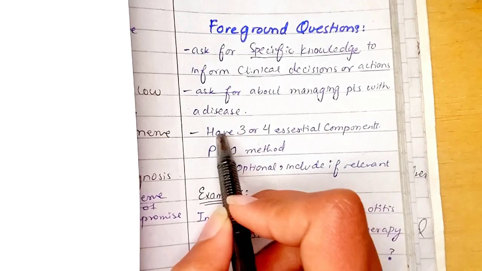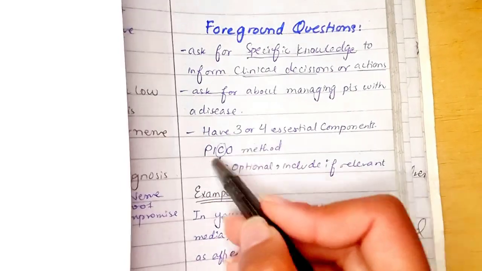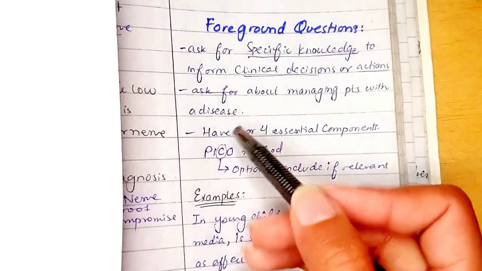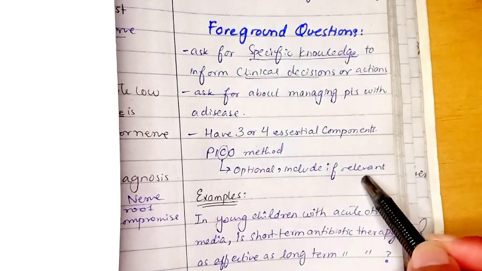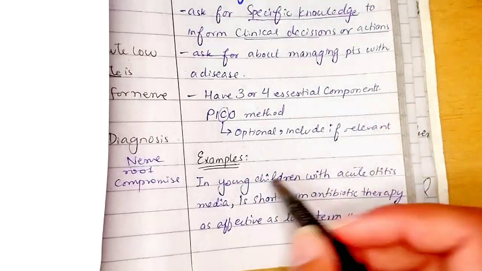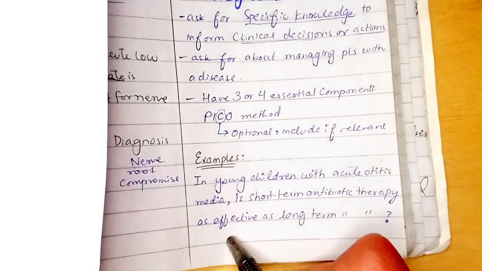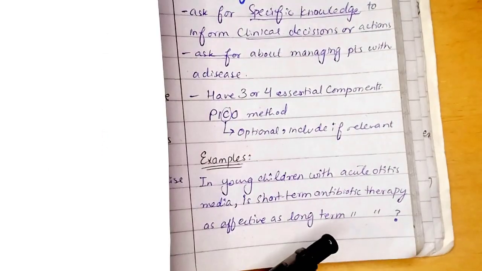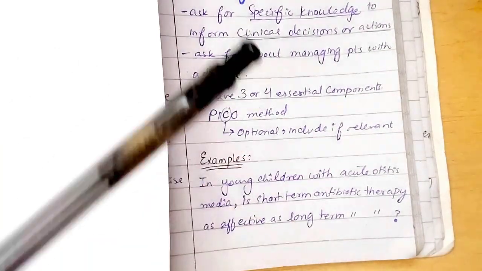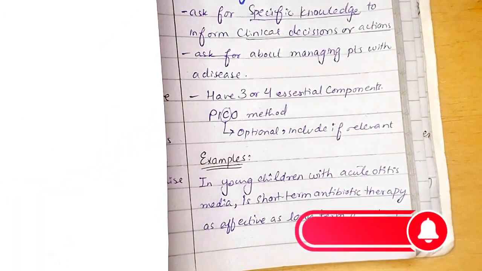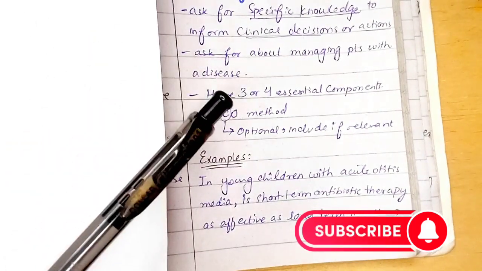Let's discuss the next point, that they have 3 or 4 essential components. Here as well, in the foreground questions, we have the PICO method. We use the PICO method here, but the C component can be optional, so we mention it if it is relevant to the clinical condition. Now let's see the example. In young children with acute otitis media, is short-term antibiotic therapy as effective as long-term antibiotic therapy? This type of question is a comparison between two types of interventions. It helps us in clinical decision making, in actions, and in the management of the patient. So this is a foreground question.